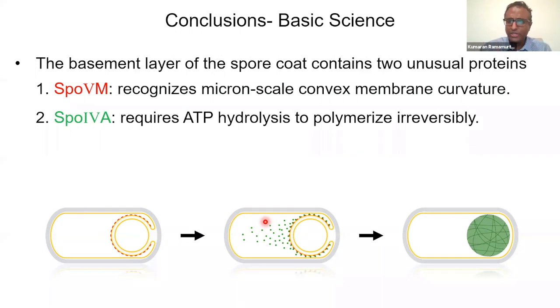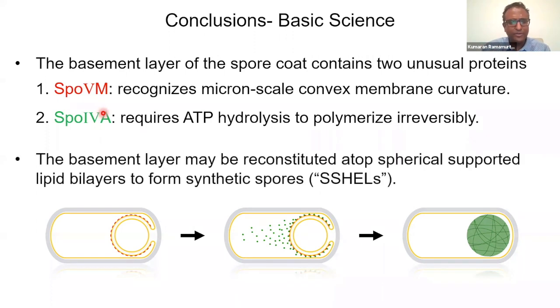So I'll just conclude with two slides telling you that, from the basic science part of today's talk, the basement layer of the spore coat contains these two unusual proteins, SpoVM and SpoIVA. One recognizes membrane curvature at a micron scale. The other one is an oddball cytoskeletal protein that requires ATP hydrolysis to polymerize irreversibly. And we can reconstitute this whole thing in vitro to form these synthetic spore-like particles called shells.